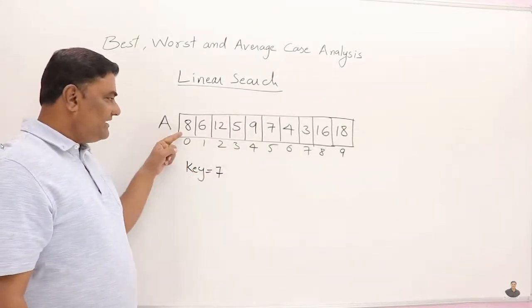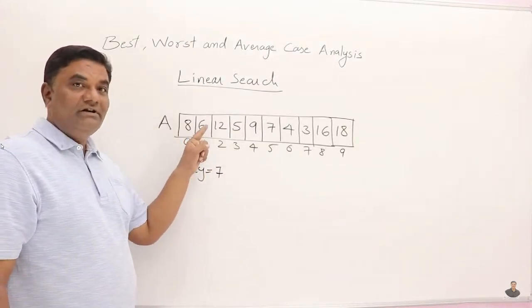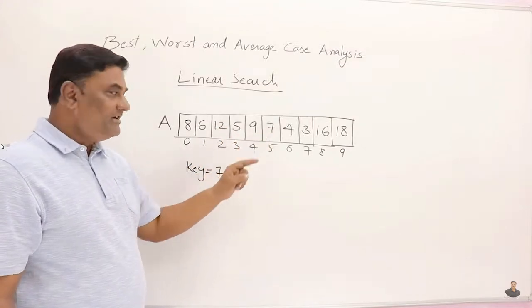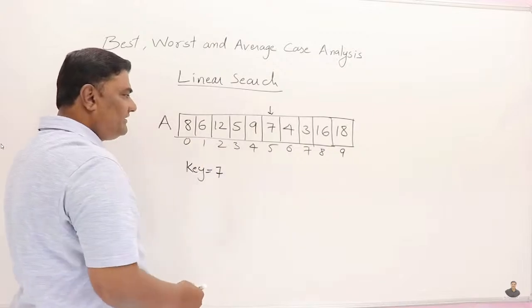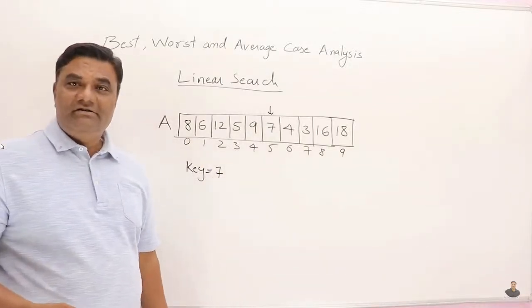So it will start checking whether this is 7. No, go to the next element. Is it 7? No. Is it 7? Is it 7? So it will go on checking all the elements until it finds the element. Yes, the element is found. So here is the element. In how many comparisons did we find it? In 6 comparisons we get the element.